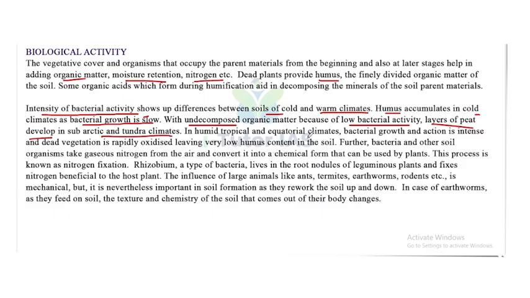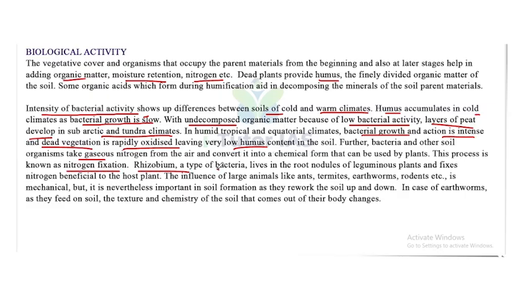In humid tropical and equatorial climates, bacterial growth and action is intense and dead vegetation is rapidly oxidized, leaving very low humus content in the soil. Further, bacteria and other soil organisms take gaseous nitrogen from the air and convert it into a chemical form that can be used by plants. This process is known as nitrogen fixation.